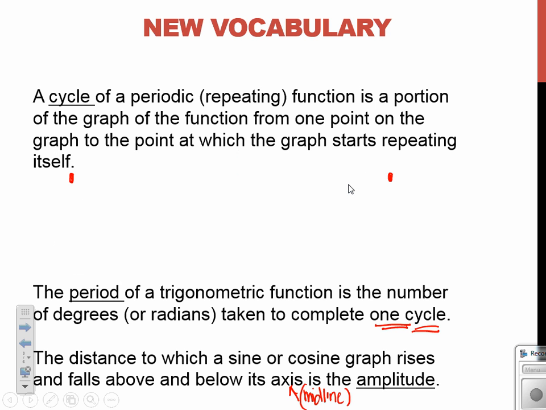Okay, so again, a cycle is the starting to where it repeats. The period is how many degrees it takes to complete the one cycle. And the amplitude is the distance that it rises and falls above the x-axis or midline if we have transformations happening.